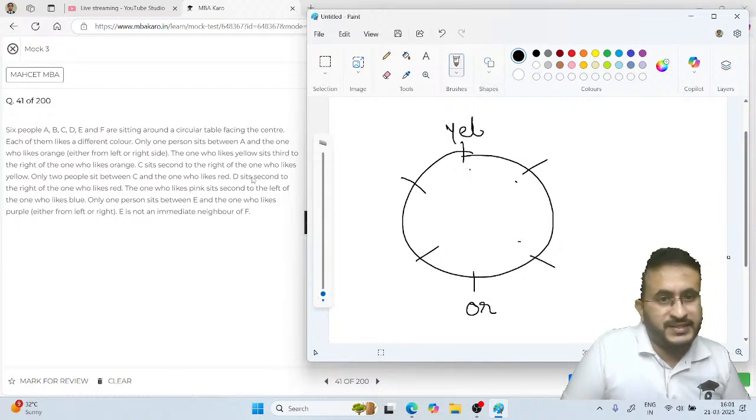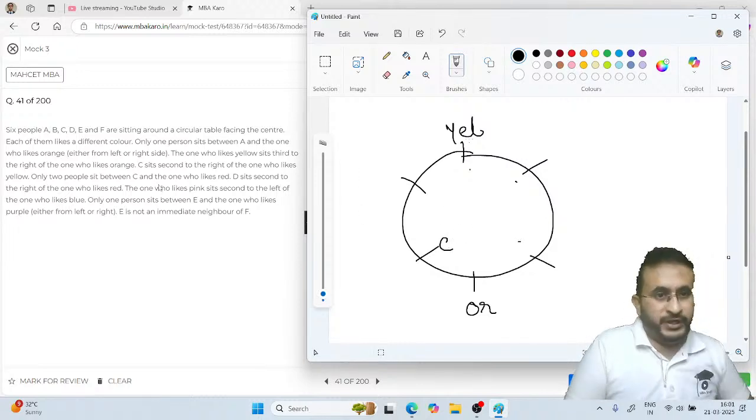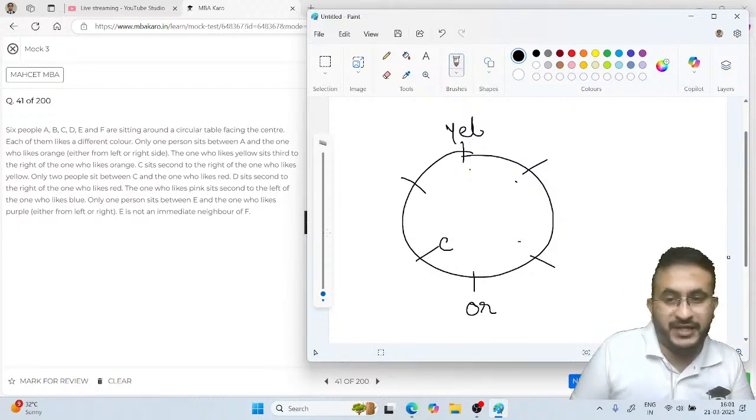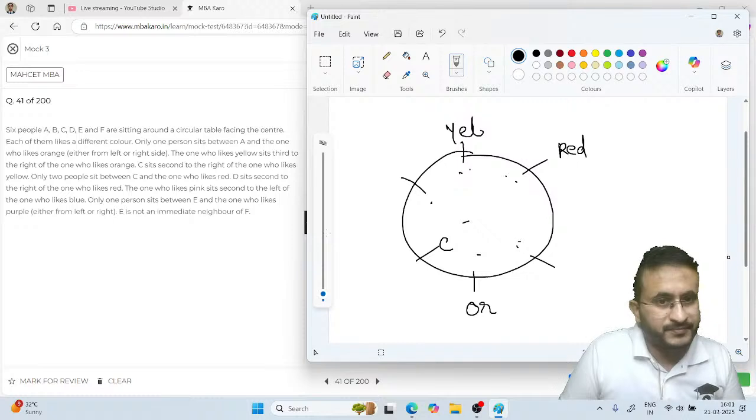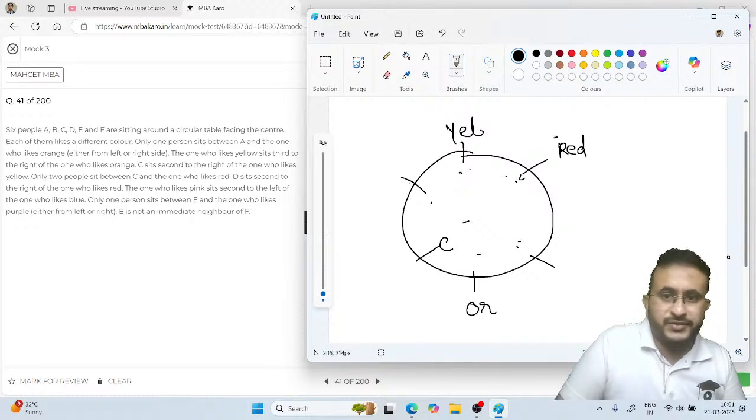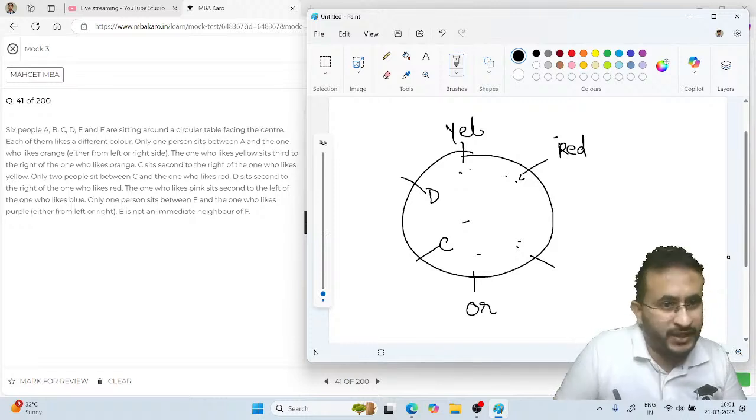Then it says C sits second to the right of the one who likes yellow. So this is C. Only two people between C and the one who likes red. So 1, 2 or 1, 2. This is the person liking red. D sits second to the right of the one who likes red. So this is red. So this is D, second to the right.